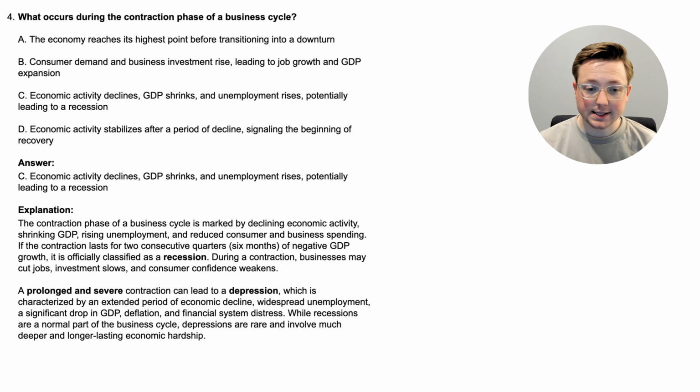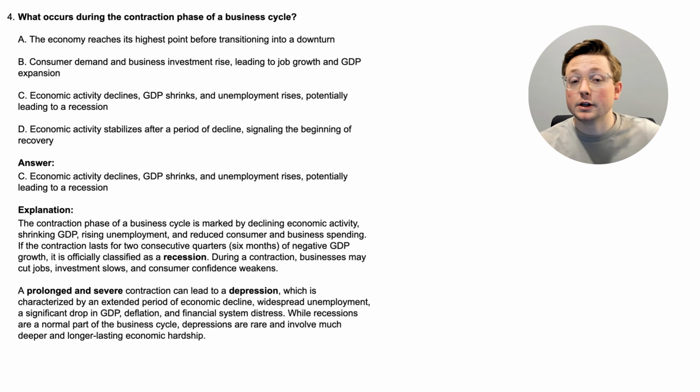Okay, here we are. The answer is C. Economic activity declines, GDP shrinks, and unemployment rises, potentially leading to a recession. Now, this is obviously more correct than D because contraction is right after a peak, so things are starting to decline, but they're not at their absolute lowest.